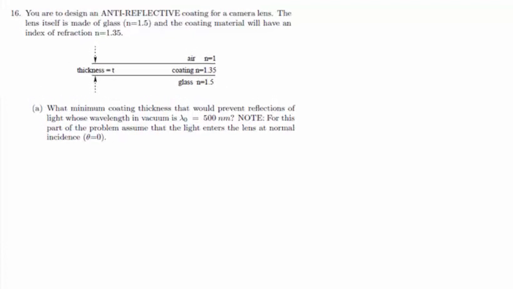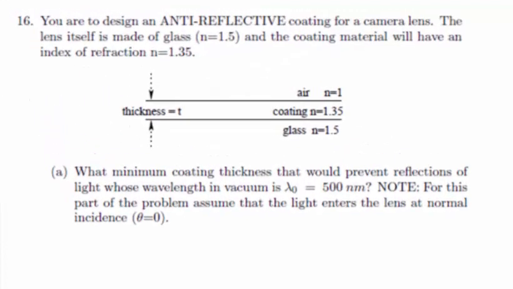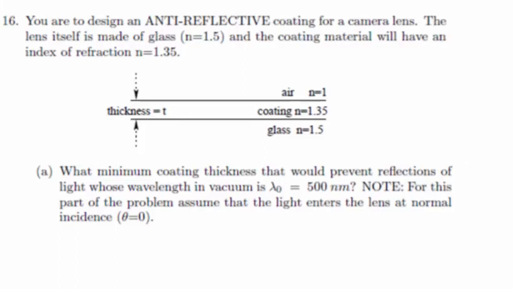We are to design an anti-reflective coating for a camera lens. The lens itself is made of glass, index of refraction 1.5, and the coating material will have an index of refraction n equals 1.35. What minimum coating thickness would prevent reflections of light whose wavelength in vacuum is 500 nanometers? Note, assume that the light enters the lens at normal incidence.